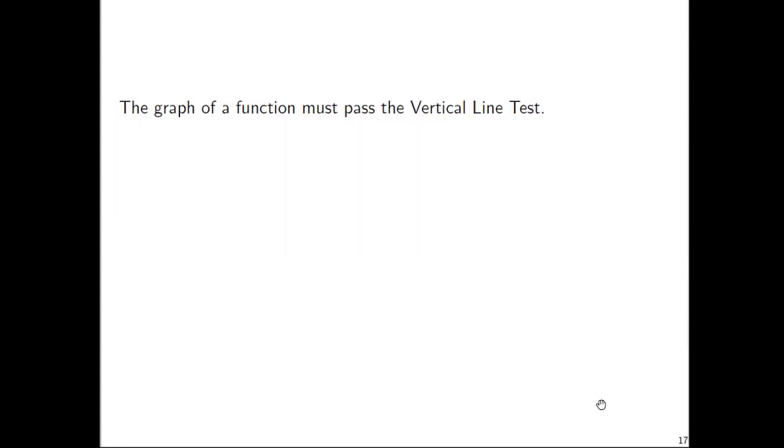Okay, so because of the definition and the connection between a function and its graph, the graph of a function must pass the vertical line test. Now, I want to remind you, what about (x minus 3) squared plus (y minus 4) squared equals 5? That's a circle. If you graph that equation, it's going to be a circle of radius root 5 centered at (3, 4).